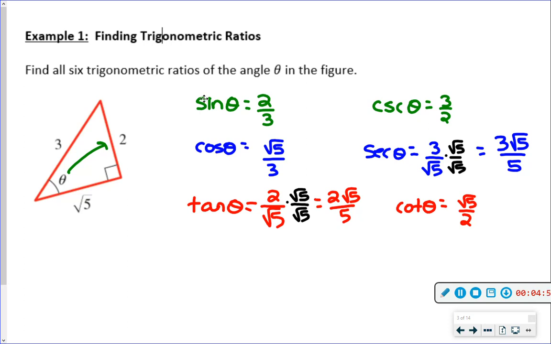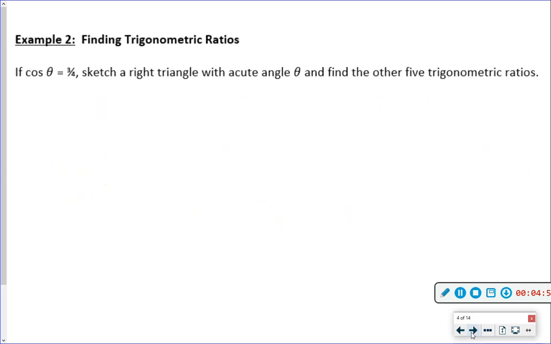Okay, any questions on finding all 6? That's really as bad as it gets. Or we might really live on the edge and they give you two sides and you have to find the third one. Ooh, okay: if cos theta equals 3/4, sketch a right triangle with acute angle theta and find the other side. Make yourself a right triangle, however you want to make your right triangle.